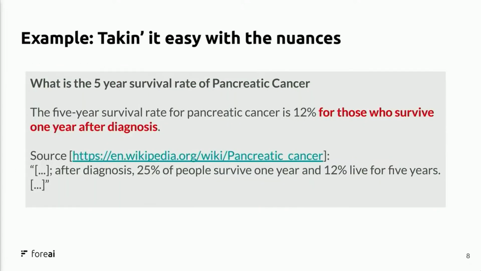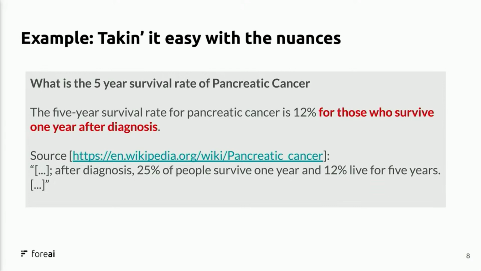And then one of the biggest issues, which is not in the retrieval but in the generative part, is that LLMs sometimes take it easy with the nuances. So they're getting it right, but maybe not so exactly. I'm taking the example from before again, the 5 years. This is the question, and this is the source here, and it says, after diagnosis, 25% of people survive 1 year, and 12% live for 5 years. This is a very different thing than 12% for those who survive 1 year after diagnosis. If you do it right, it's probably more like 50% of those who survive 1 year. So these are just 3 examples.